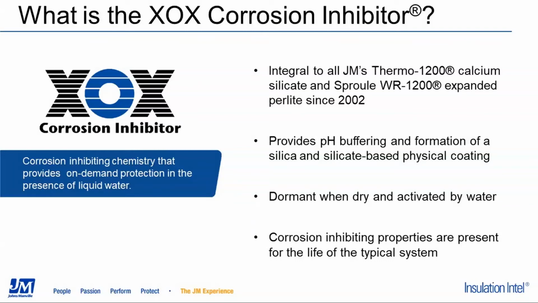An important aspect to remember about the XOX corrosion inhibitor package is it is integral to the chemistry of the insulation. It is not a coating of any kind, so it is integral and throughout the entire material. It is dormant as long as the insulation remains dry, but does become activated when it is exposed to water that might get into the insulation system. So it will be there in the event that any water does get into the insulation system and provide that protection that Mary Beth described. And typically, again, as demonstrated by the information Mary Beth reviewed, those corrosion inhibiting properties will be present for the life of the installed insulation system.